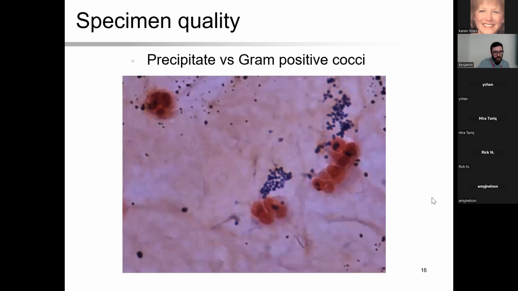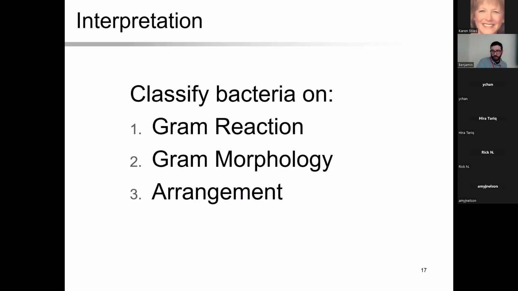And so here's just an example of our gram-positive cocci in clusters and this precipitate over here. You can get an idea of the size difference for the white blood cell. This precipitate is really uneven in size, and it's all over the place. These are more uniform. They're clustering like grapes. So watch out for that.